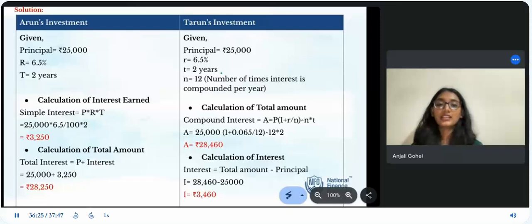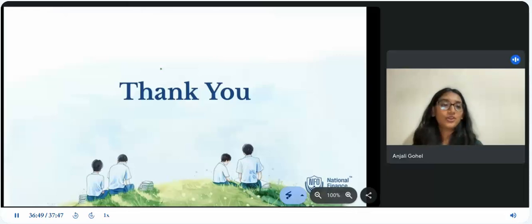Then you will see the difference between simple interest and compound interest, and you will understand why we discussed the point that simple interest is suitable for short term investments and compound interest is preferred for long term investments, right? So this was about your simple and compound interest. So this was all for your financial planning.